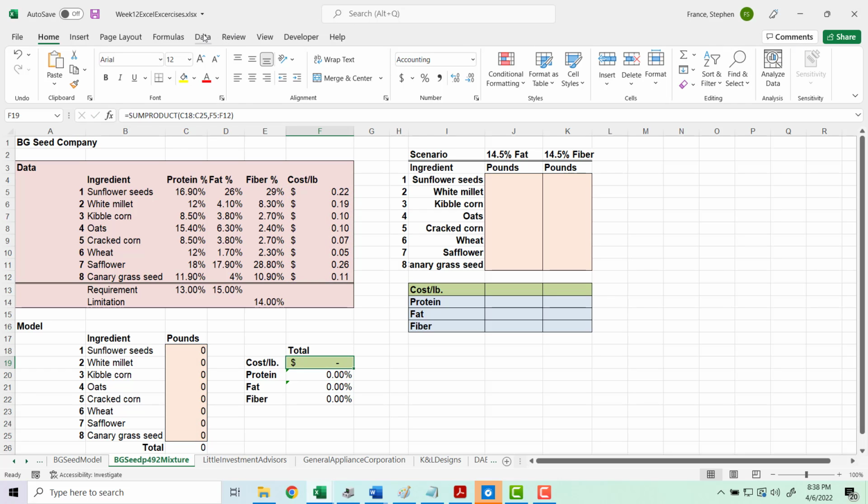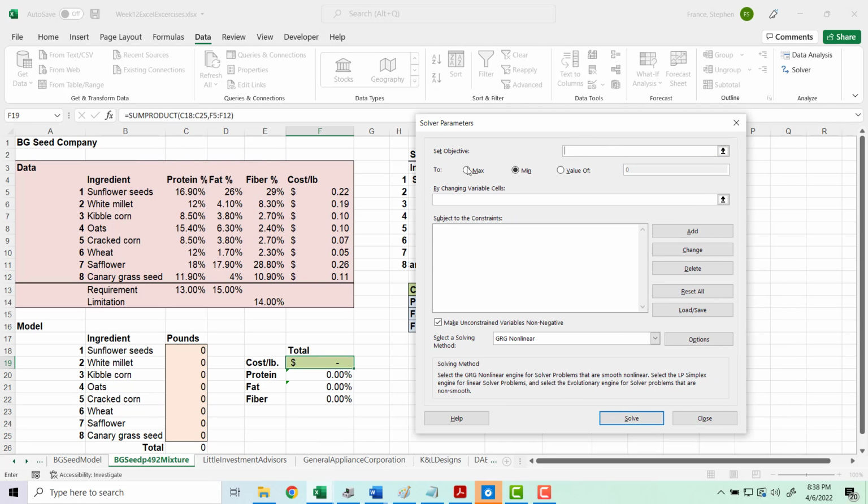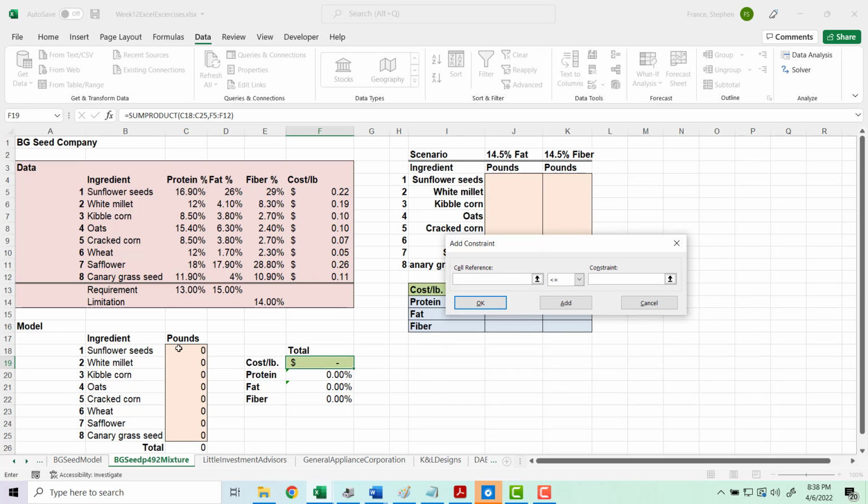Okay, so now we can go to Data, Solver. Our objective is we want to minimize the cost per pound, and we're going to do it by changing these variable cells, basically the amount of each of the types of seeds in the mix. The first constraint we're going to add makes everything a proportion: we do it on the sum, so our total pounds is going to be equal to 1.